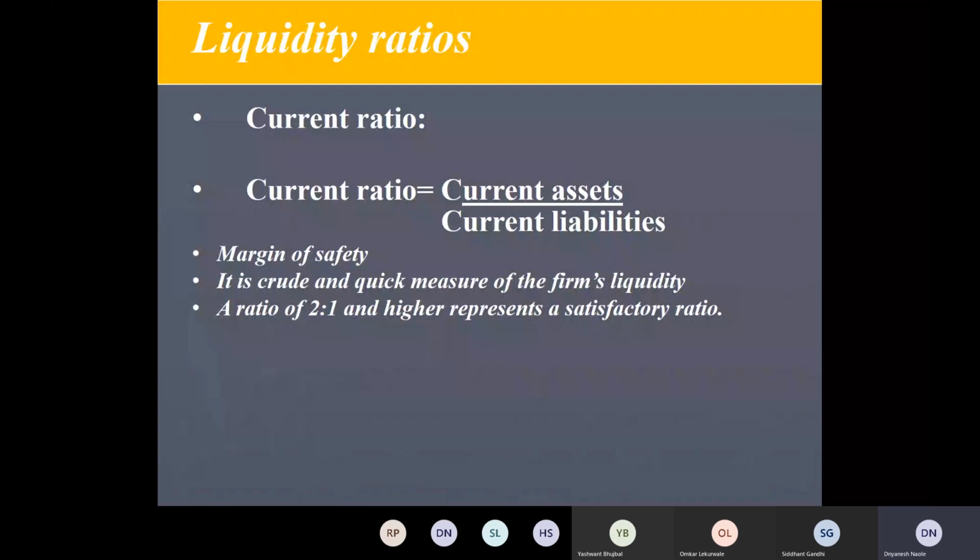But in all the liquidity ratios, please remember another point: the firm's current ratio, or any kind of ratio, will give you information about quantity, but not about quality. So what does it mean? The current ratio is a test of quantity, not quality. The current ratio measures only the total rupees worth of current assets and total rupees worth of current liabilities. It does not measure the quality of the assets.